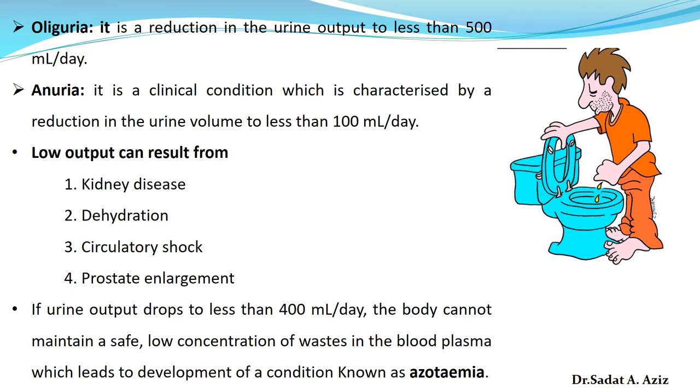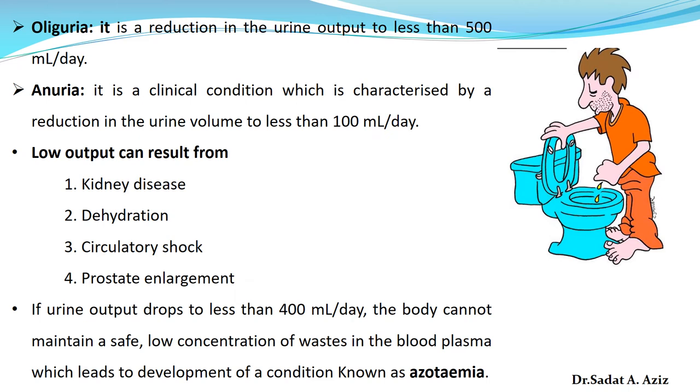The second type of renal or urine related disorders is called oliguria. Oliguria is a reduction in the urine output to less than 500 ml per day, yani half a liter per day.